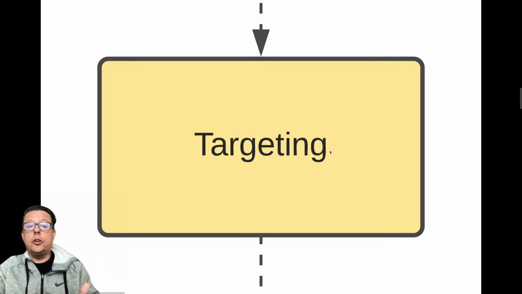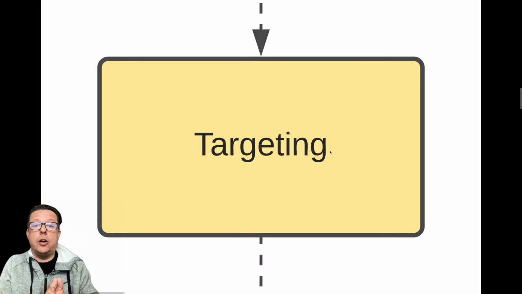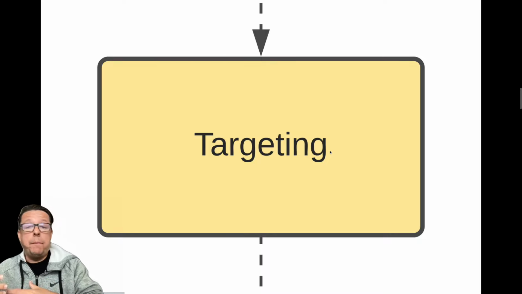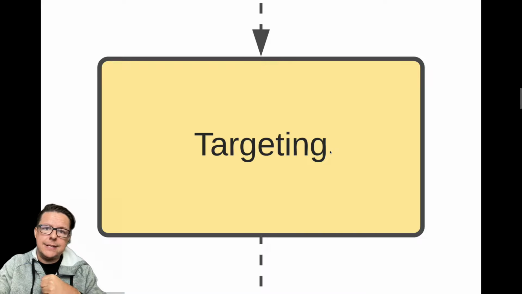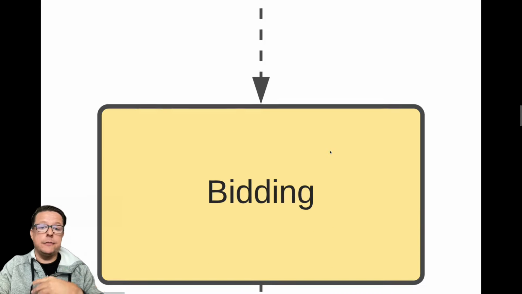Then targeting. Are we targeting by keyword intent? Are we targeting by audience? Are we targeting by behavior? Or are we targeting by past interactions with the business? So targeting models are very important here, and making sure that you're properly sculpting these targeting models.